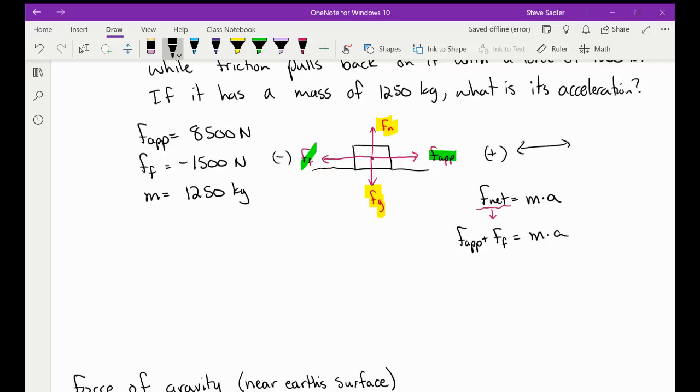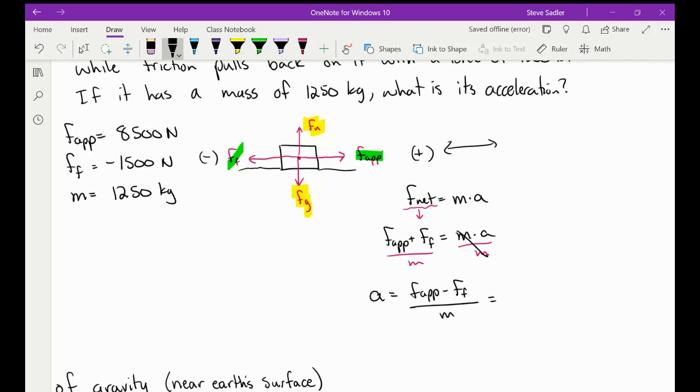We want to solve for acceleration, so what we need to do is divide by m on both sides. It cancels out on this side, so now we have acceleration is equal to applied force minus force of friction all over mass. And we can start plugging things in. Applied force is 8,500 newtons. Force of friction is negative 1,500 newtons. So we're adding that negative force. Whenever you're looking at net force, you're adding all the forces together, and then you have to take into account their direction.